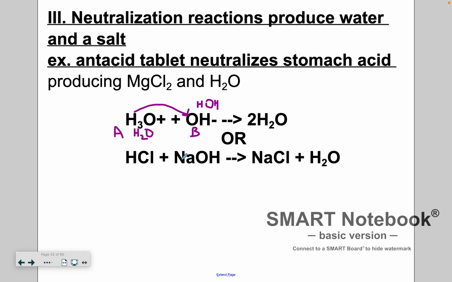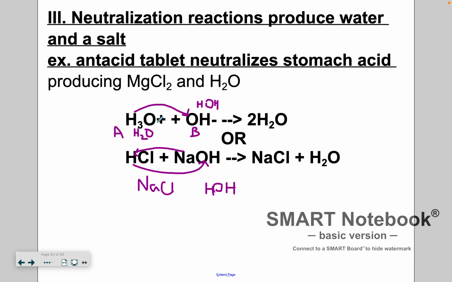Or hydrochloric acid plus sodium hydroxide. Okay, so the H swaps places with the sodium. And now I'm just left with the salt, NaCl, right? And then over here I'm left with HOH, which is water. Okay, so that's how neutralizations work.